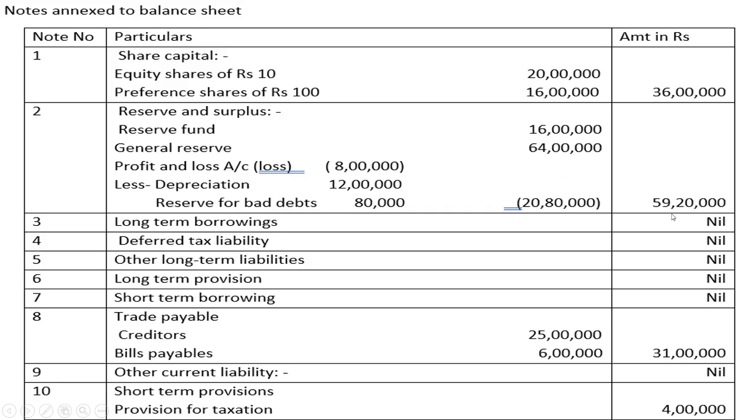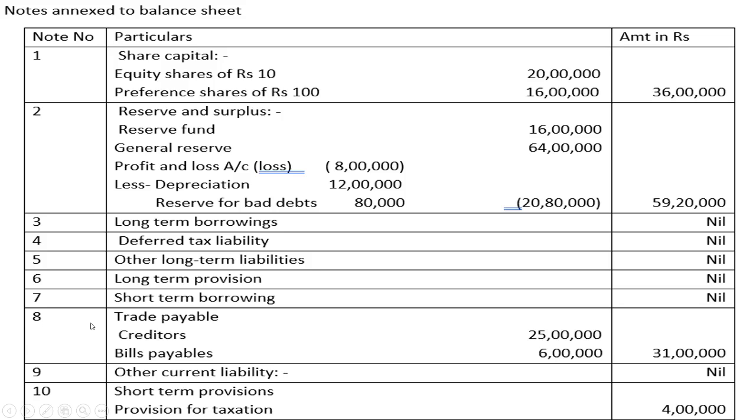After deducting from reserves, the remaining balance is 59 lakh 20,000 rupees. Coming to note number 3, long-term borrowings nil. Note number 4, deferred tax liability nil. Note number 5, other long-term liabilities nil. Note number 6, long-term provision nil. And note number 7, short-term borrowings nil. There is no information about these, so we are showing nil here.